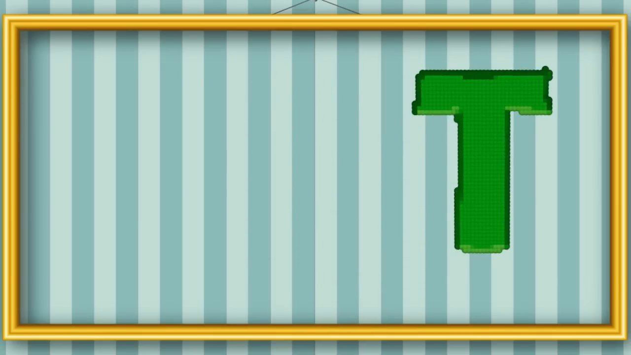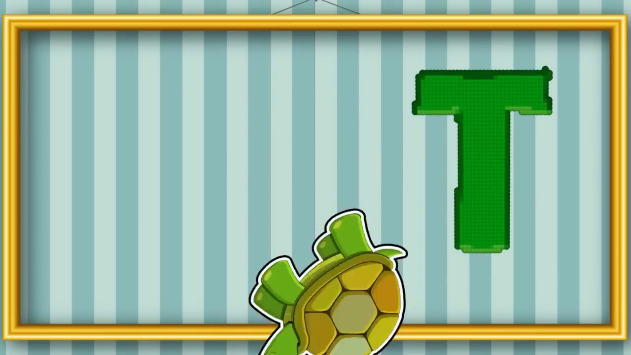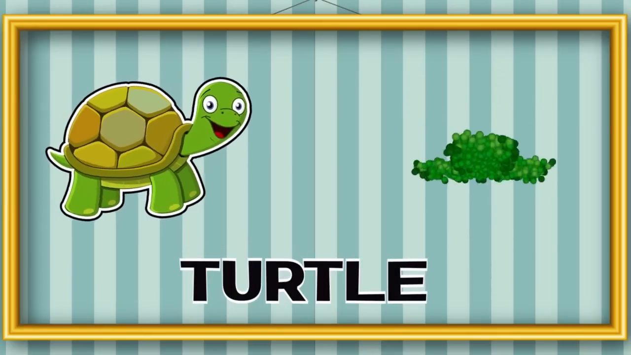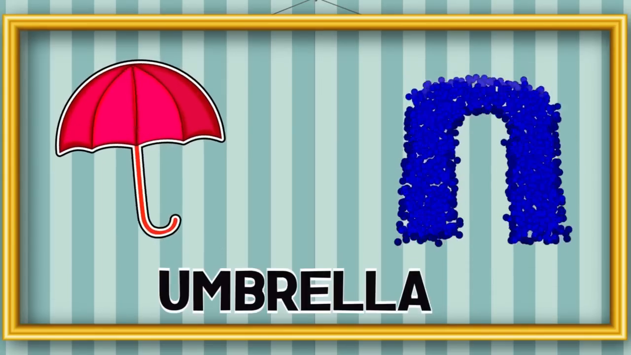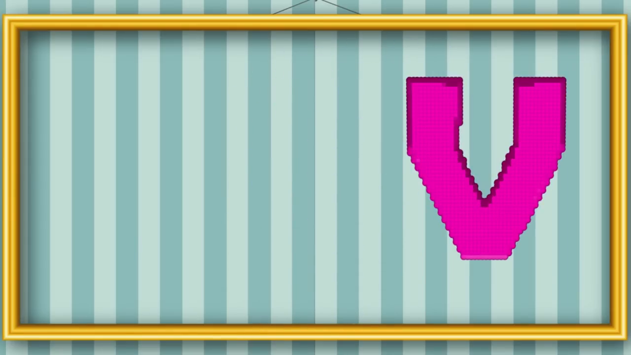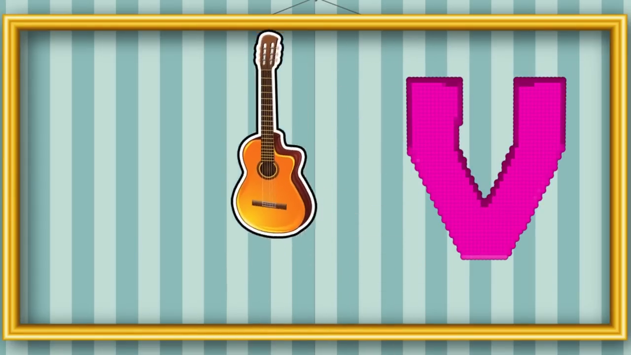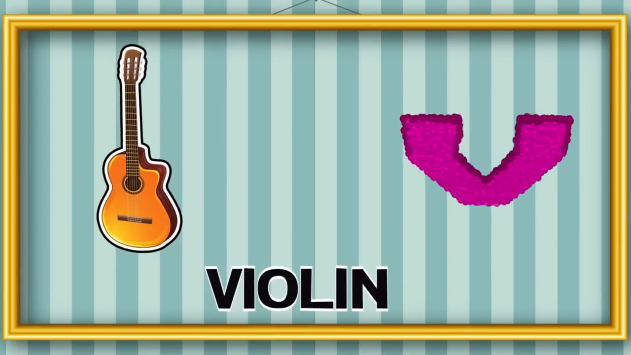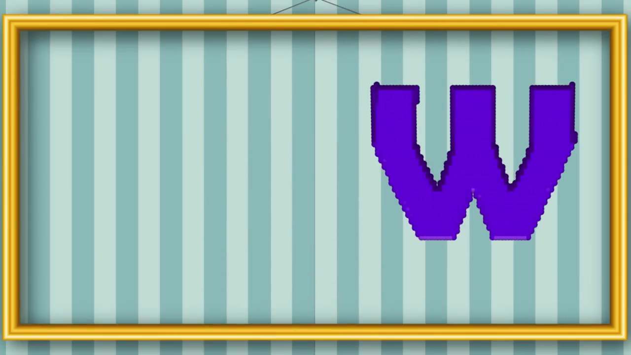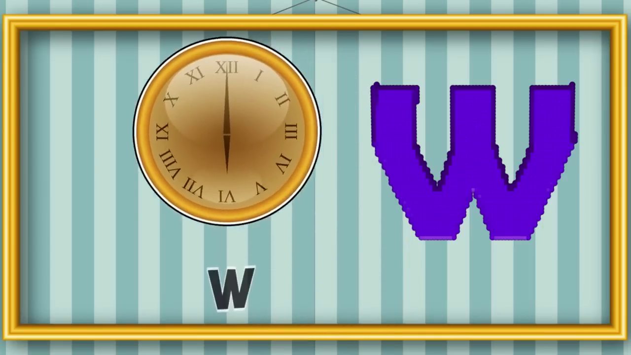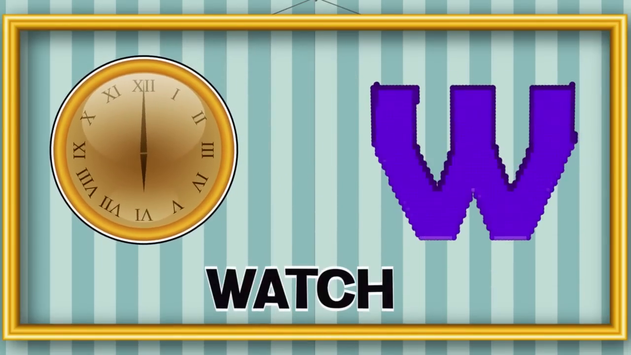T. T is for turtle. Turtle. U. U is for umbrella. Umbrella. V. V is for violin. Violin. W. W is for watch. Watch.